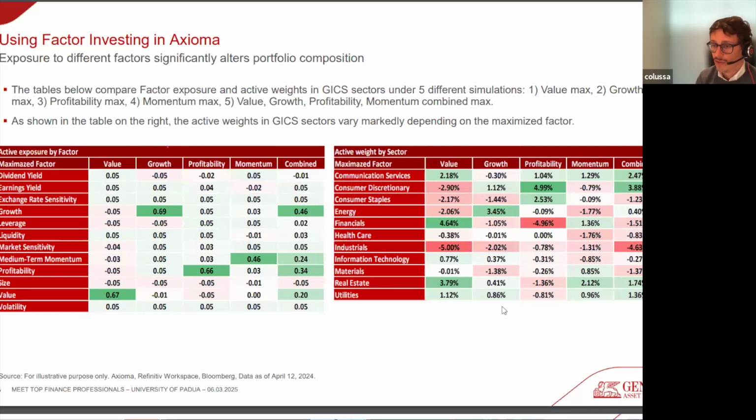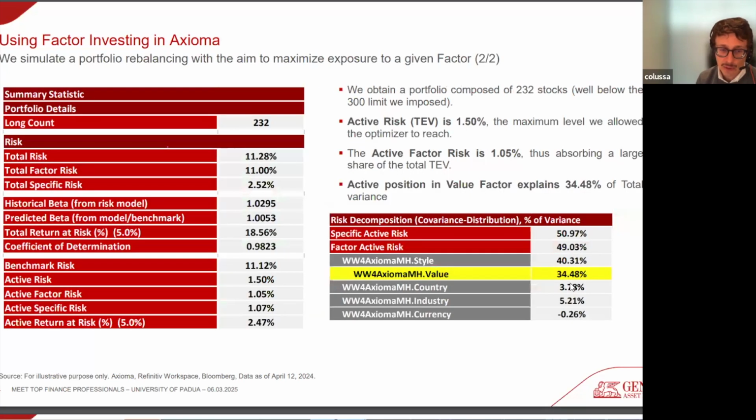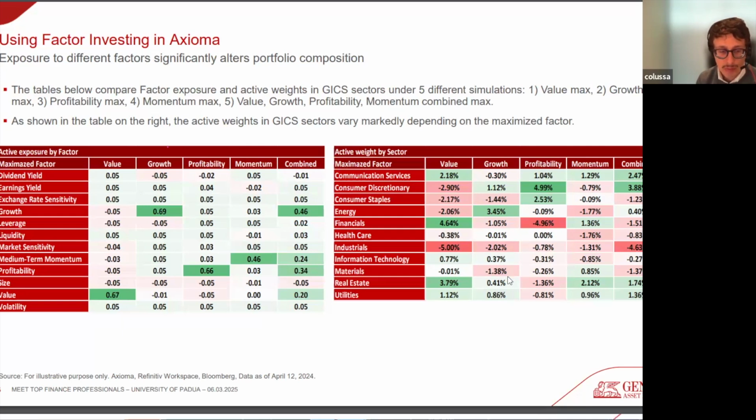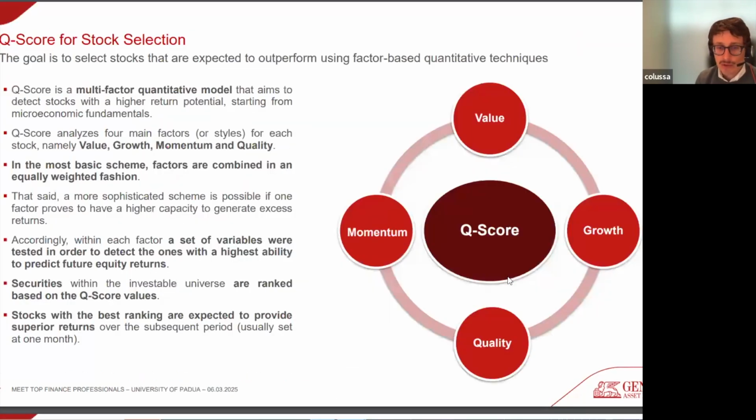And the combination, in the end, you see it underweight industrials quite a bit, discretionary overweight, services overweight, etc. But you need to put a number of other constraints in your portfolio, apart from, of course, the factor exposure. Anyway, we can go to something more interesting, this model that is basically the one we use to make stock selection in the MSCI World.